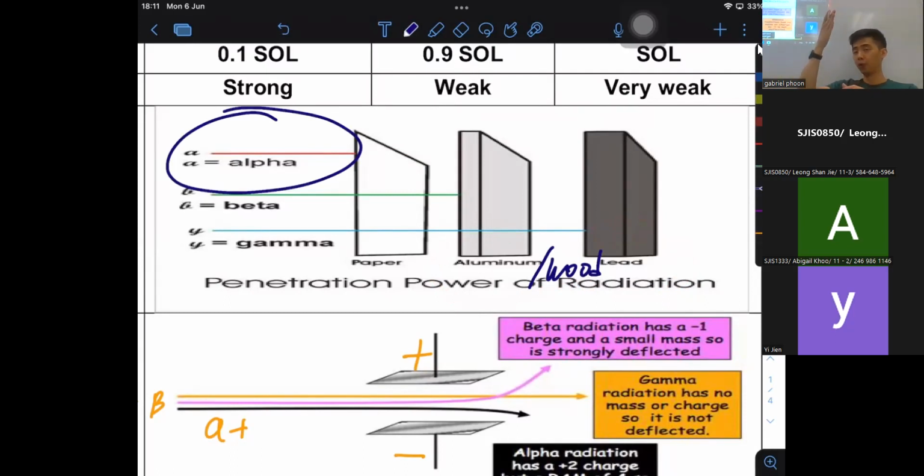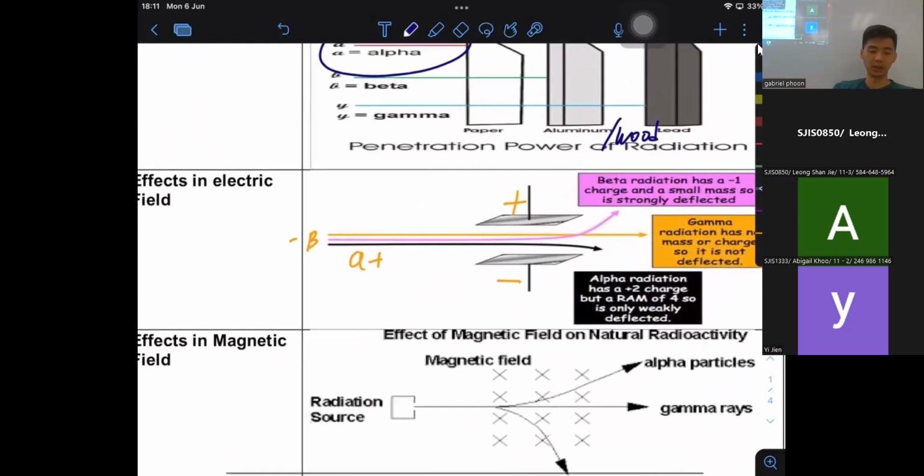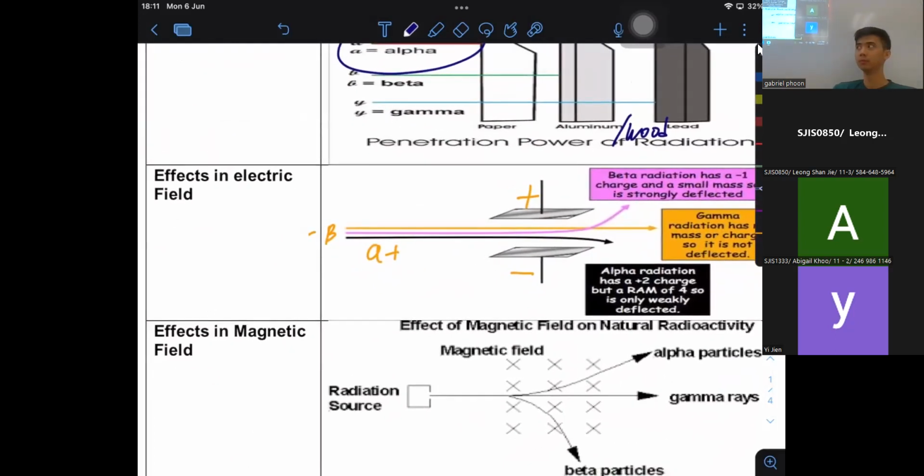Meaning to say, if I put an A4 paper in between the radiation source and me, I'm going to be safe already, guys, because it cannot penetrate through any form of materials, basically. Okay. And after that, we also talked about the effects of the electrical charge here. If you notice, beta is obviously negatively charged by nature and alpha is definitely positively charged by nature, right?